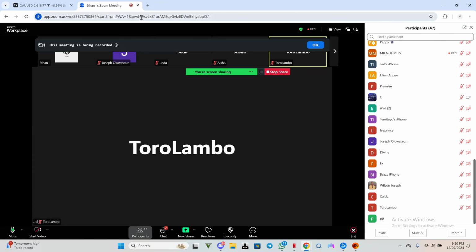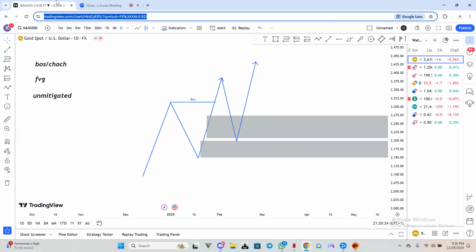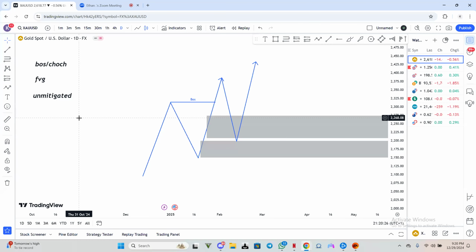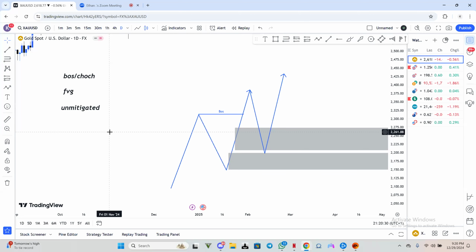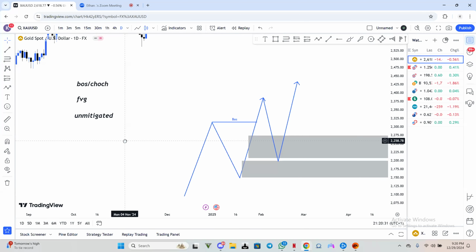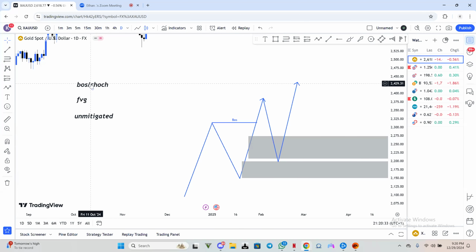So like I said, it moves from supply to demand and from demand to supply. The three criteria to find your order block are a break of structure or a change of character, which is your BOS or CHoCH. The second is your FVG, or you can call it fair value gap, or inefficiency. They all mean the same thing. And the last one is it must be unmitigated.